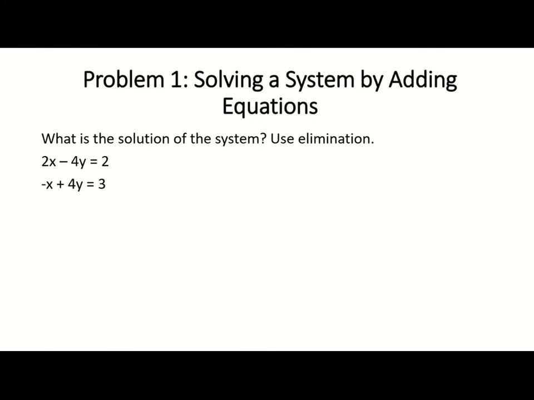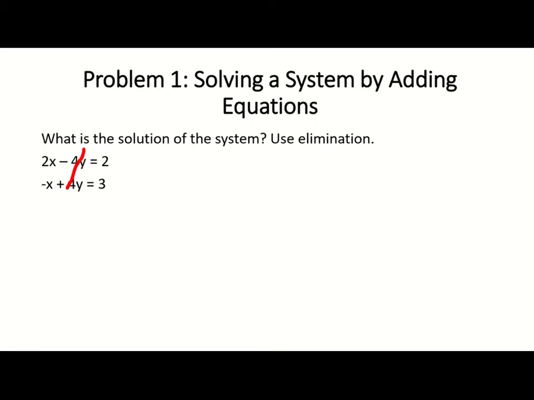Our next example, continuing with Problem 1, wants us to find the solution to the system 2x minus 4y equals 2, and negative x plus 4y equals 3. So again, to solve systems using elimination, we're hoping that either the x's or the y's will cancel each other out. So 2x and negative x, they're not opposites of each other, but negative 4y and positive 4y. My y values are going to cancel out because negative 4 plus 4 is 0.